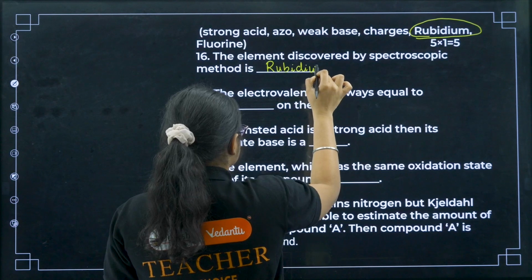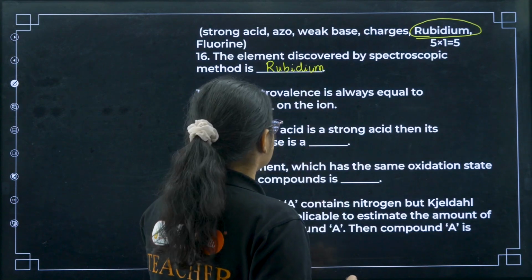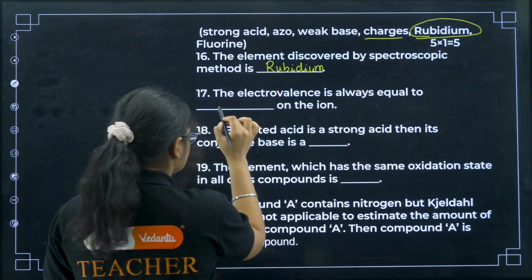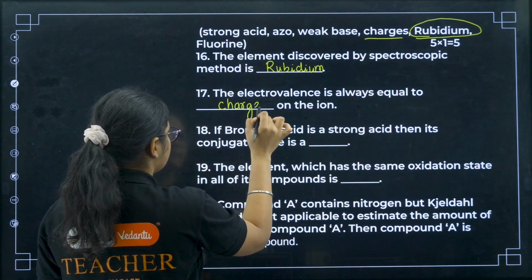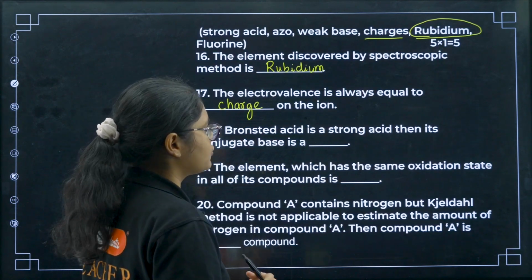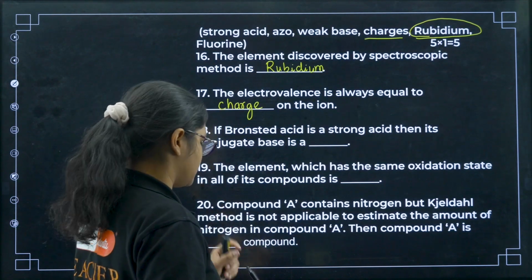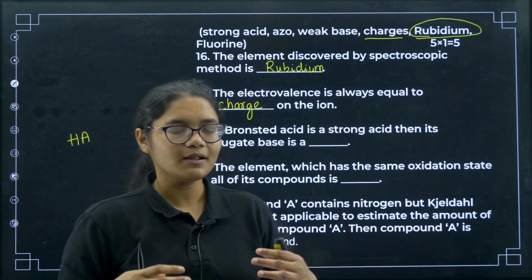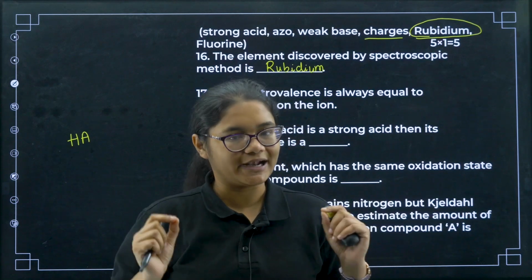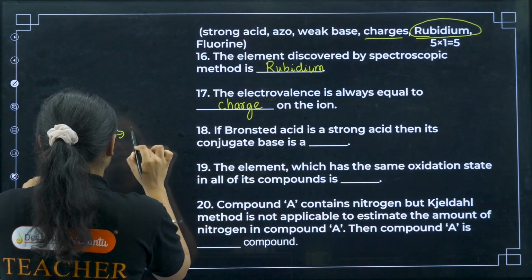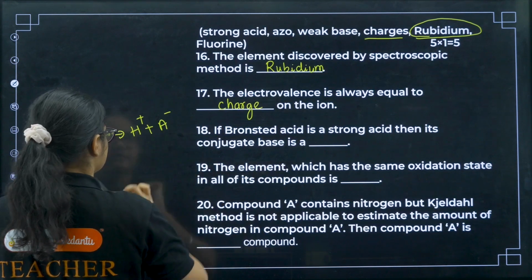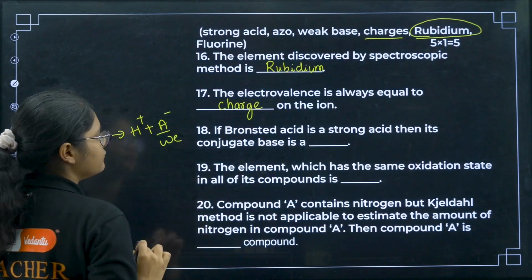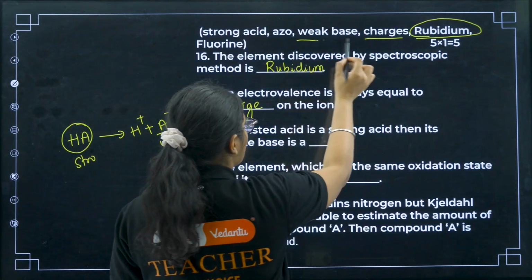Next is, the electrovalence is always equal to dash on the ion. The electrovalence is always equal to the charge of the ion. Next, if a Bronsted acid is a strong acid, then its conjugate base is a dash. Bronsted acids are those acids which can donate H plus, right? This one will give you H plus and A minus. If this acid is a strong one, then its conjugate base will be a weak base.